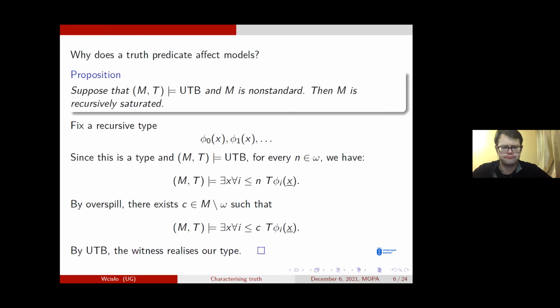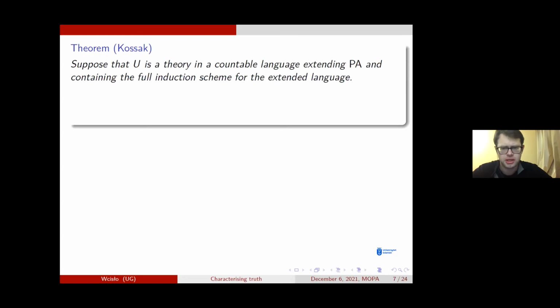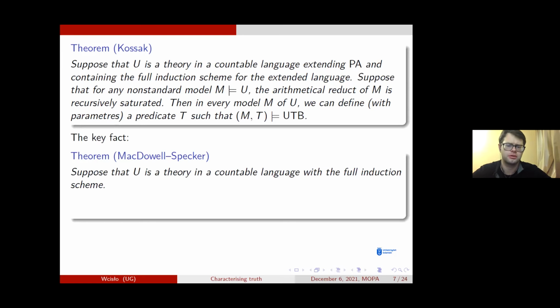As you can see, the proposition is very simple. And the first reversal of the kind we are trying to investigate comes from Roman. I mean, the first reversal that I know of. Take a theory in a countable language, extending PA, that contains the full induction scheme for the extended language. Suppose that for any non-standard model of that theory, its arithmetical reduct is recursively saturated. So we're exactly in the situation as with UTB. Then in every model M of U, we can define with parameters a predicate T which satisfies UTB.